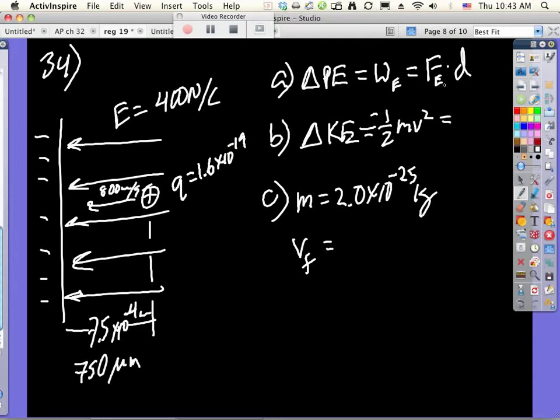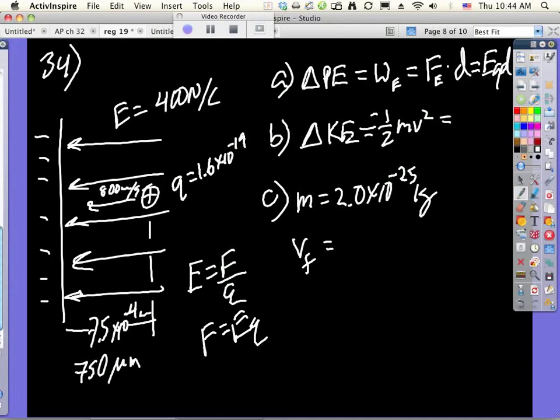And do we remember this equation? E is F over Q. Do we know E? Yes. Do we know Q? Now we do, after a careful rereading of the problem. So what that tells me is the work done is simply going to be, so that means F is EQ. It's just going to be EQD.